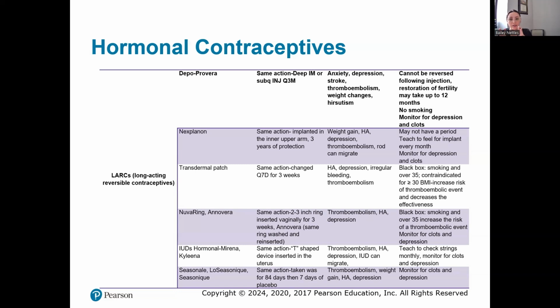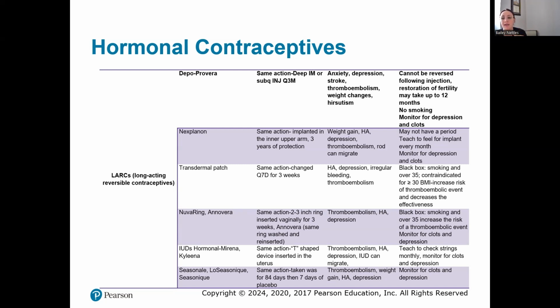So the transdermal patch is great for people who cannot remember to take the pill. Okay, these are great options for people who can't remember to take the pill every day. So the patch has the same action, but it's changed every 7 days for 3 weeks, and then you have a week of no patch. Okay, and when it says same action, it means it's still got estrogen and the progesterone. Okay, so it's got a constant dose for 3 weeks, and then you take the patch off for a week, and then you get your period.